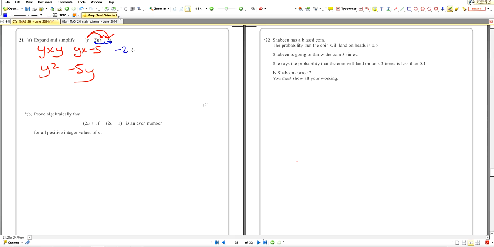We've got minus 2 next times by y. What's minus 2 times y? Minus 2y. We've got minus 2 times by minus 5 next. That gives us plus 10. If you haven't realized, we multiply them out. Okay, lovely. Let's simplify this.